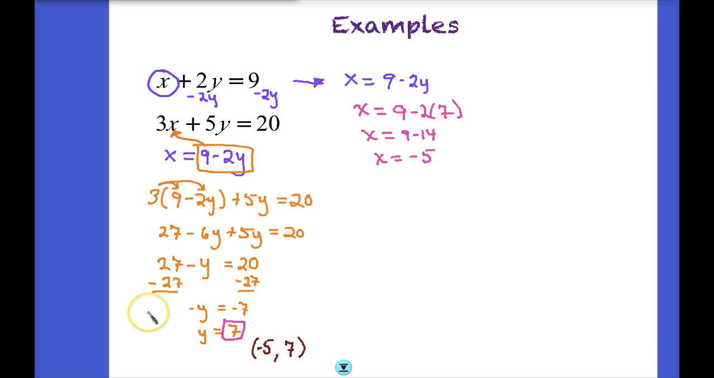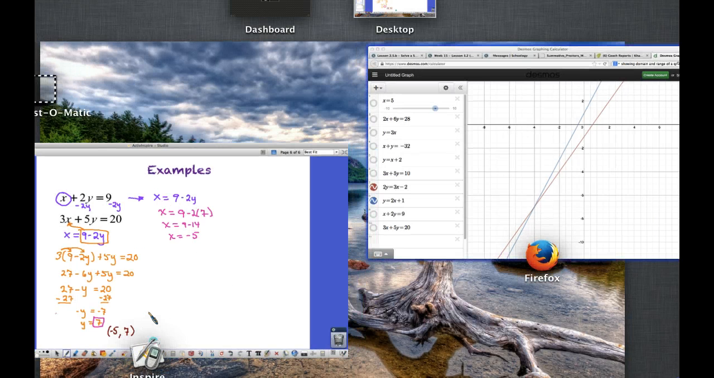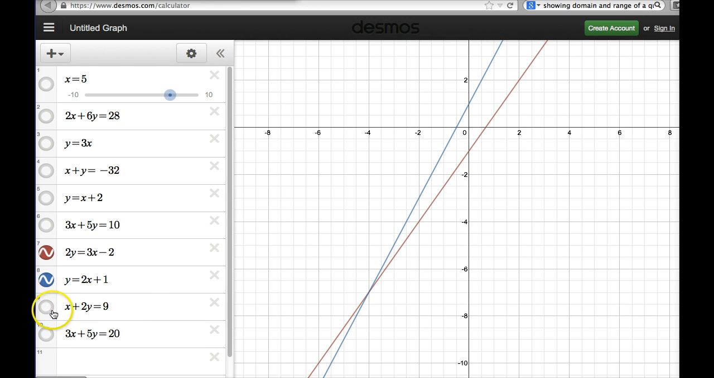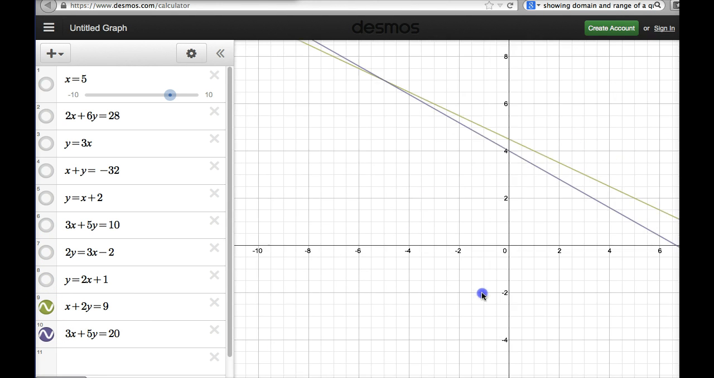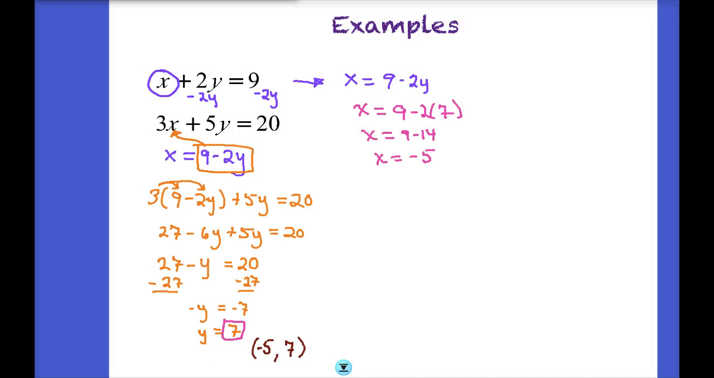So negative 5, 7, if we go to our graphs again, just to double check. So I typed these in, and I should see something at negative 5, 7. And it looks like if I go over negative 5 to here, and I go up to 7, that is where they intersect. Graphically, it looks great. I would just want to check my solution. And I won't check my solution again because we've done a few already. But that's how you will work these.